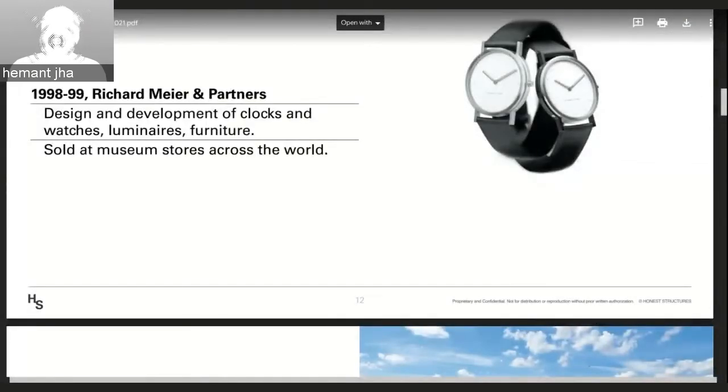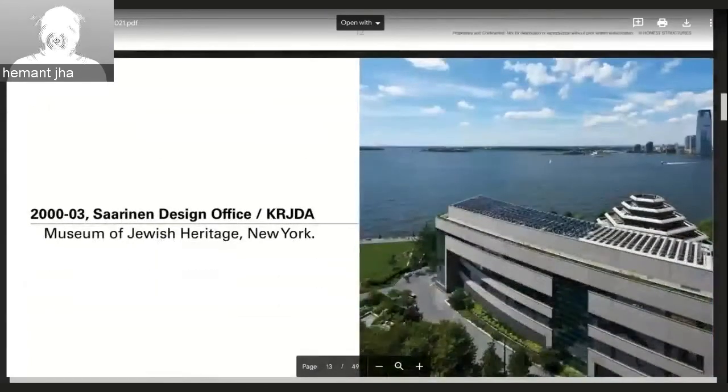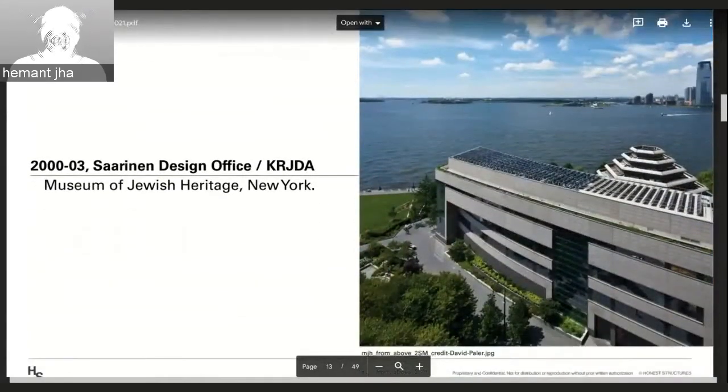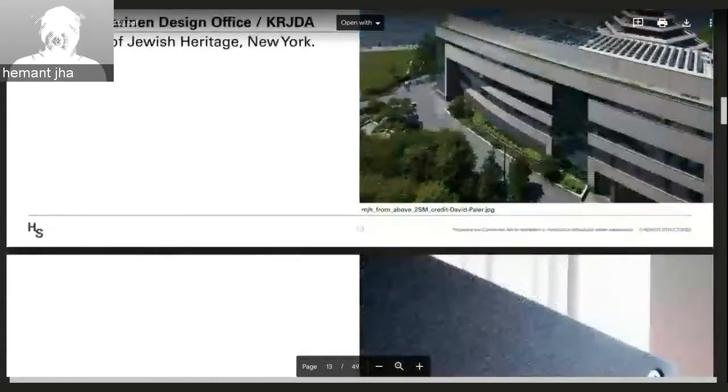So after about a year and a half of that, I worked with the Saarinen Design Office. At that point, it was called KRJDA, which was Kevin Roach, John Dinklew and Associates in Connecticut, and I worked on the Museum of Jewish Heritage in New York City. From start to finish. So I saw the entire project through, right from the earliest concept sketches to the time it was built, and at that point I decided that I would prefer to apply my design skills more to products than to architecture. And there was no IP work.